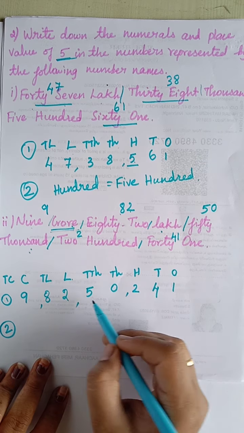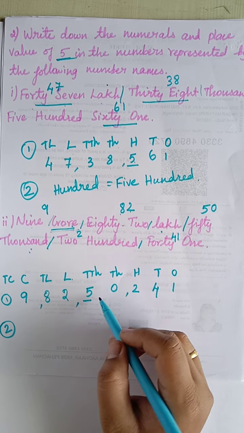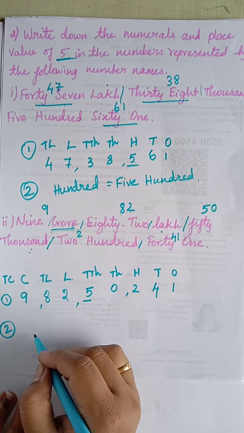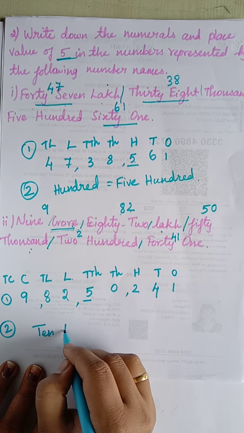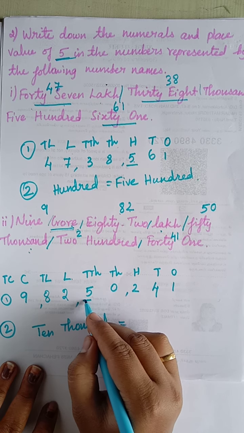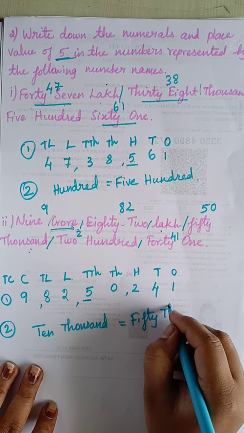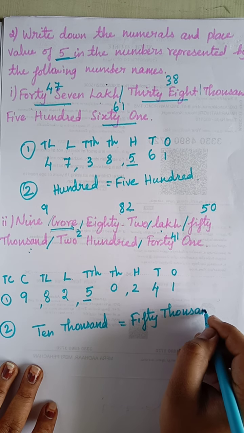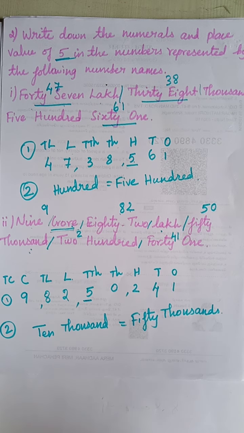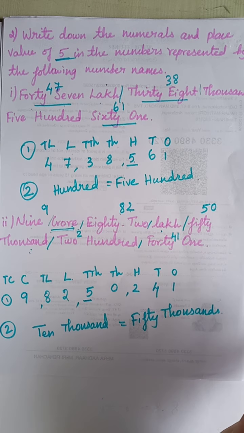Second question, we have to see the place value of 5. So what is the place value of 5 here? Means it is 10,000. What? 10,000. So it is 5. So that is 50,000. Clear? Can you understand how we are giving the numerals by using number name, and we have to find the place value of 5 here. Okay.